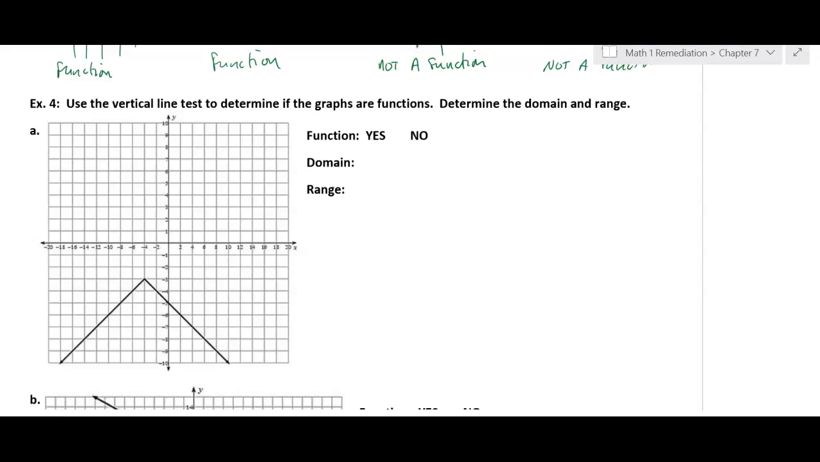So right away when I look at the first one, is this a function? And if I look, does it pass the vertical line test? And it would. There's no vertical line you could draw here that would intersect the graph more than once, so that is a function. Since this is continuous, where does this graph start on the left and where does it end on the right?